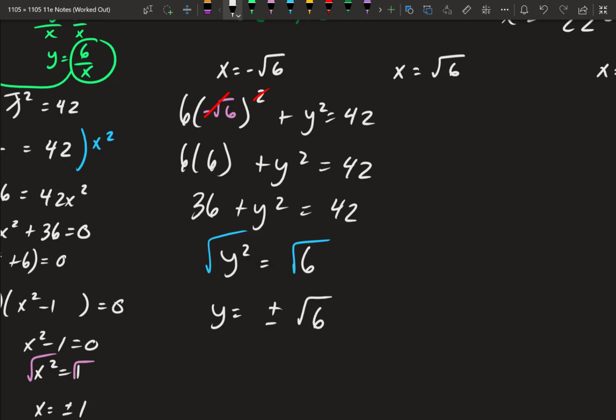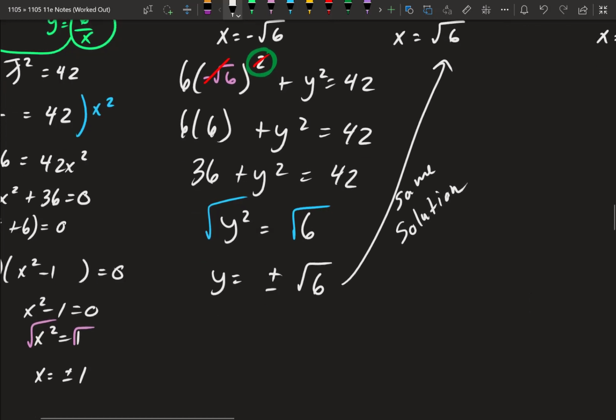You know how we squared it right here? When you're squaring stuff and plugging it in, it's the same answer. It always works out that way.